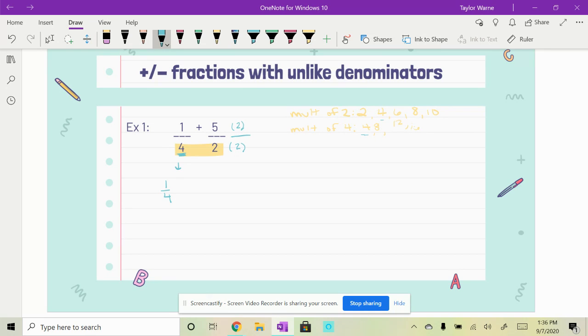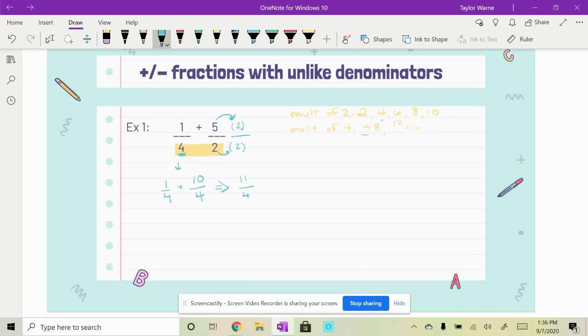So now we are applying our multiplying fractions rule. We have 5 times 2, which gives me 10. And then we have 2 times 2, which gives me that common denominator of 4. Now I have my common denominators, so we can add numerator to numerator and keep our denominators. So we have 1 plus 10, which is going to give me 11. And we keep our common denominator of 4.